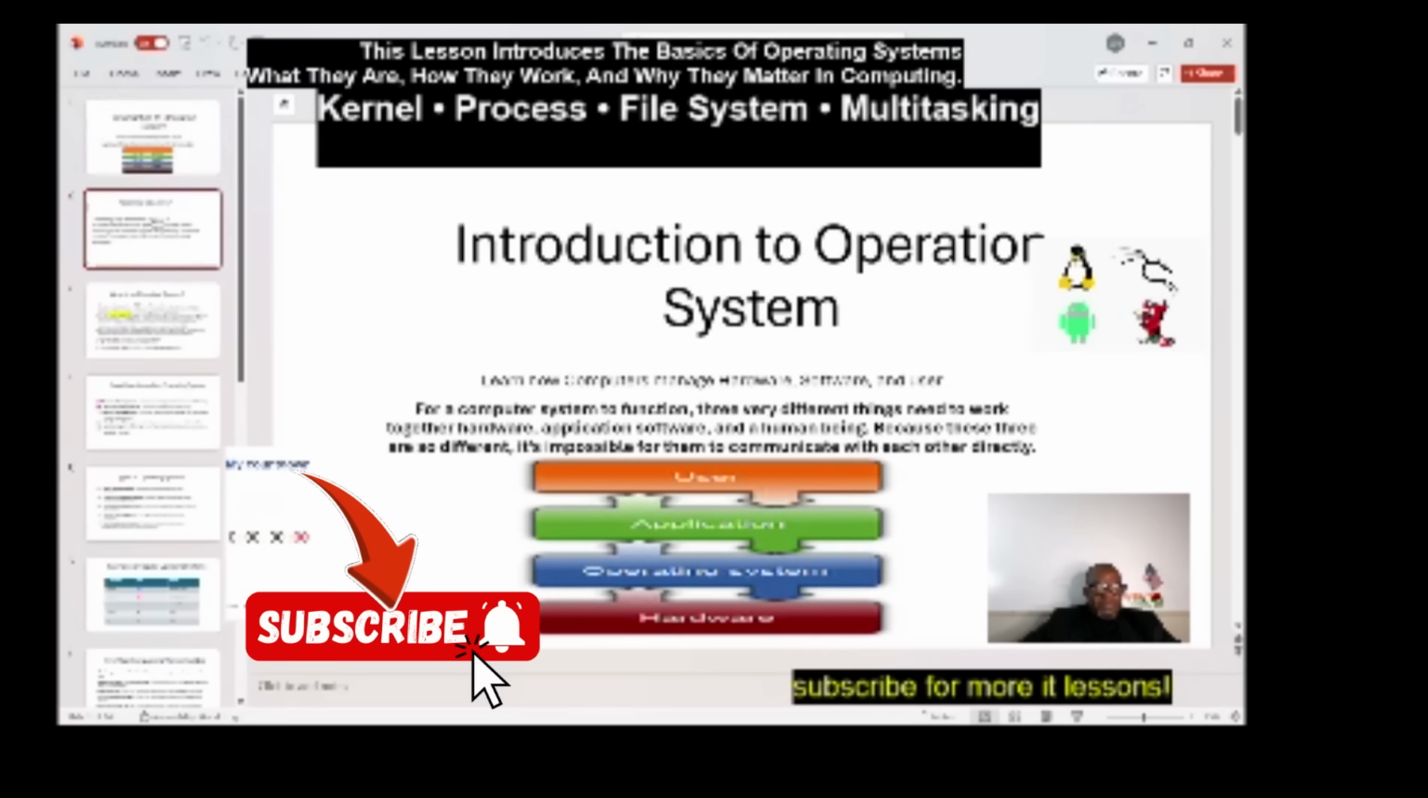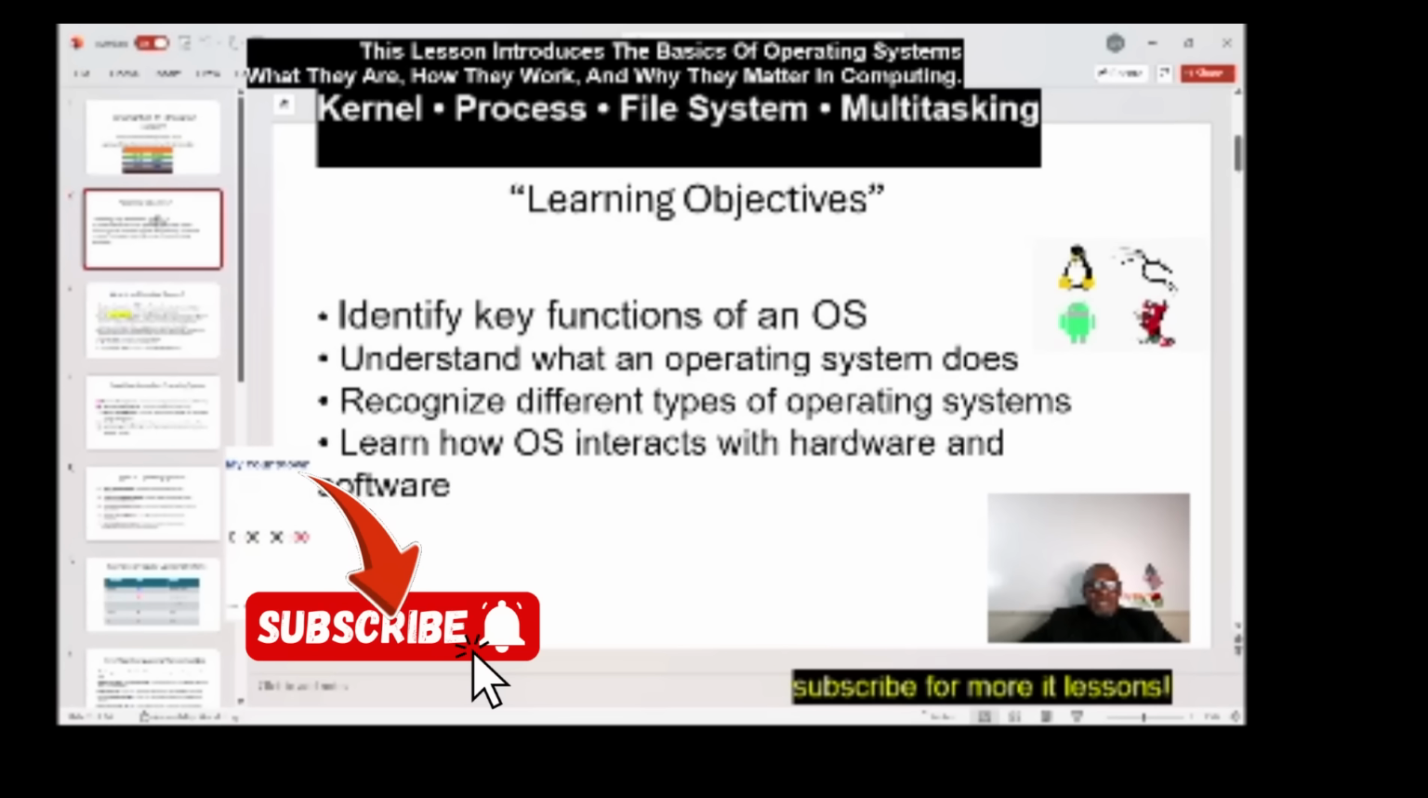Now, let's all see the learning objectives we have today: to identify key functions of an operation system, to understand what an operation system does, to recognize different types of operation system, and to learn how operation system interact with hardware and the software.